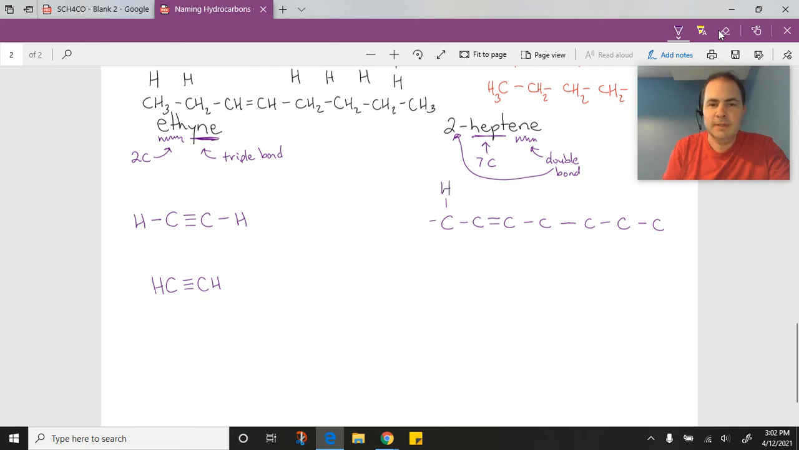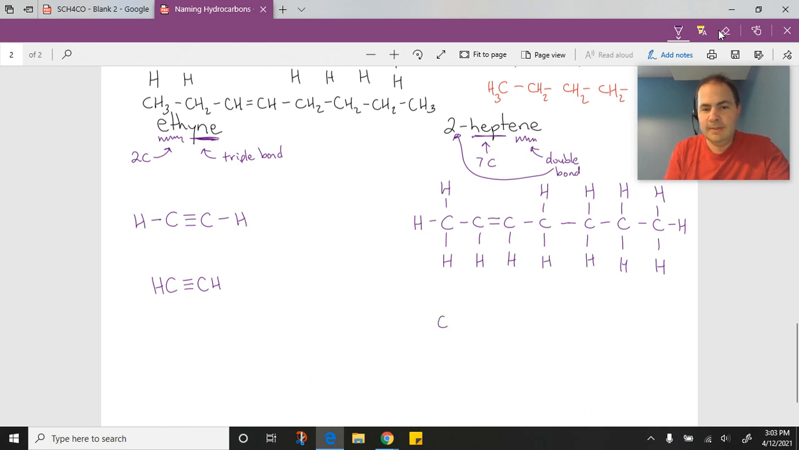So the first carbon is going to get 3 hydrogens. Second carbon's already got 3 bonds, so it just needs 1 hydrogen. Same with the third carbon. And then these ones, carbons 4, 5, and 6, you'll notice they all have 2 bonds already. So they're going to get 2 hydrogens. And my last carbon only had 1 bond to it, so it's going to need 3 hydrogens around it. So there's my structure for 2-heptene.